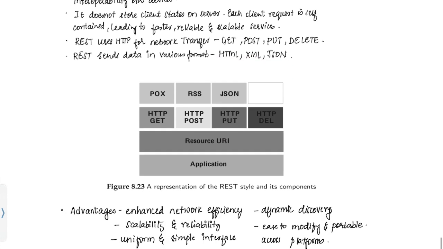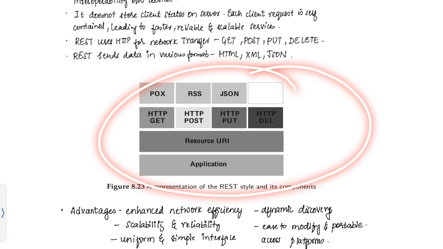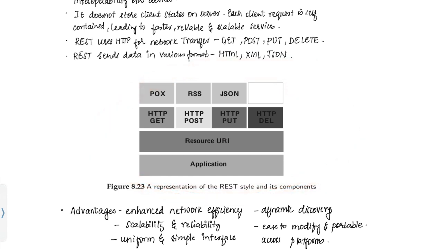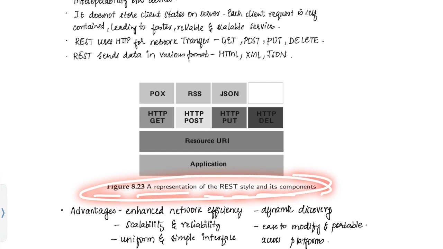Then looking at this figure, this will speak about the representation of the REST style and what the components associated with it are. So first is the resource URI. A resource is identified by a unique URI. URI is unique resource identifier. Next we'll look into the figure, a representation of REST style and its components.